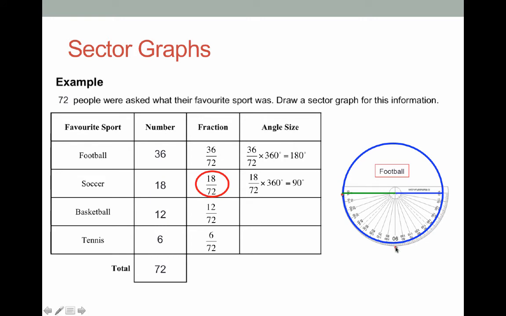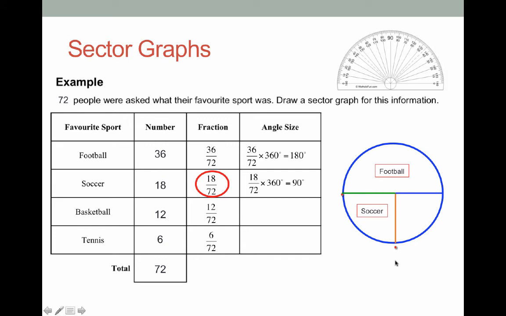Again, this is on the outside of the circle. That's not a problem. I'm going to draw a line from the center to that dot. Again, I've changed the color. It's now orange, but it only goes to the circumference. Now, when I take away my protractor, I have a sector for soccer, which is represented by a 90-degree angle at the center. Okay, you might want to pause the video now and try the next two for yourself.